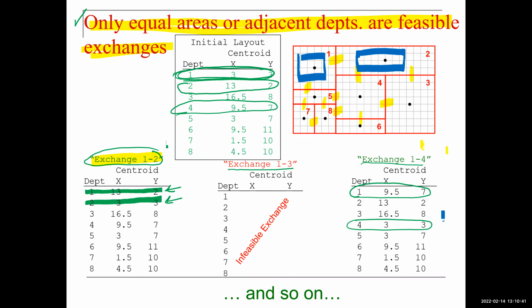Okay, and we have to look at every possible combination. For example, you see all those walls that I highlighted, those are possible exchanges. So you can do 1, 2, you can do 1, 5, you can do 1, 4. For 5, you can do 5, 7, 5, 8, 5, 4. For 3, you can do 3, 2, 3, 4, 3, 6. All those are possible exchanges.